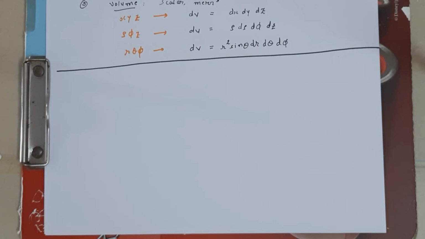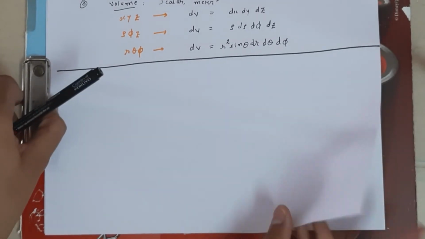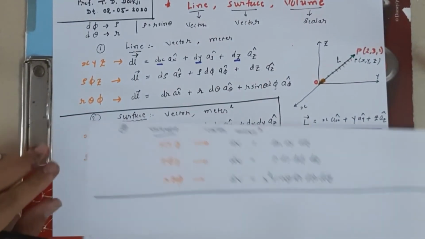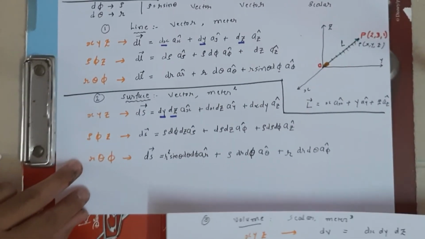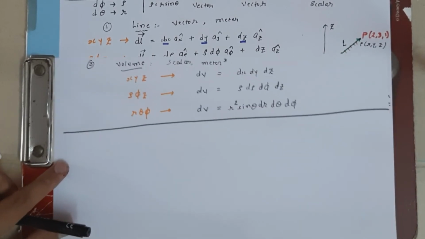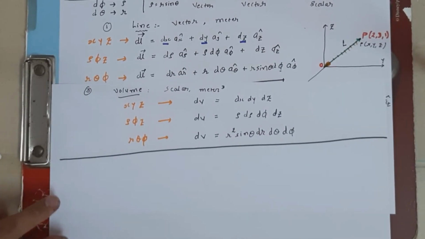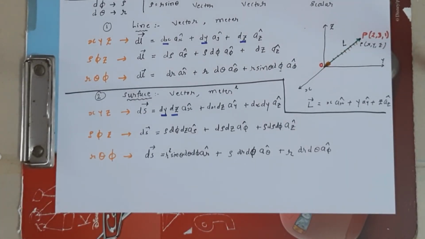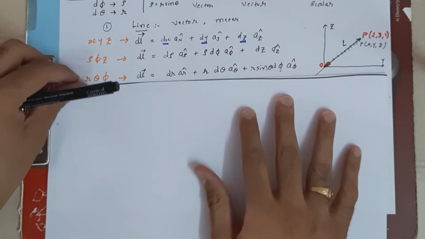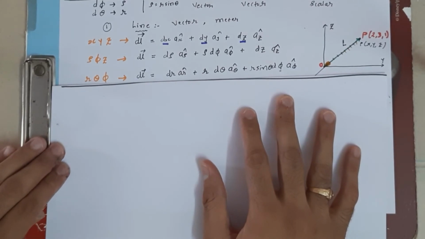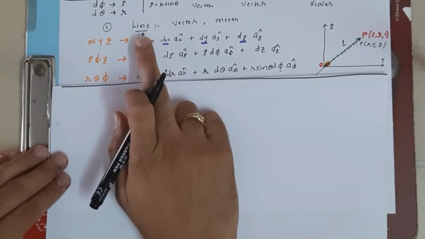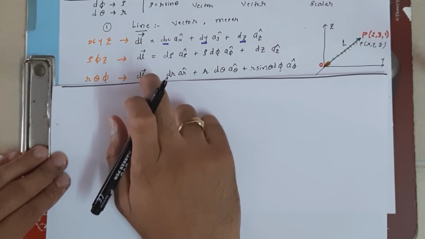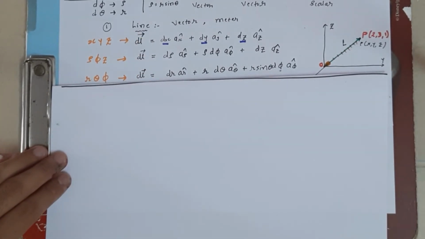Now we discuss one shortcut method, how to remember all those things. This method is very easy. What I have to do is just remember the equation for line. If you notice here in the line equation, I have to write the line equation in all three coordinate systems: Cartesian, cylindrical and spherical.